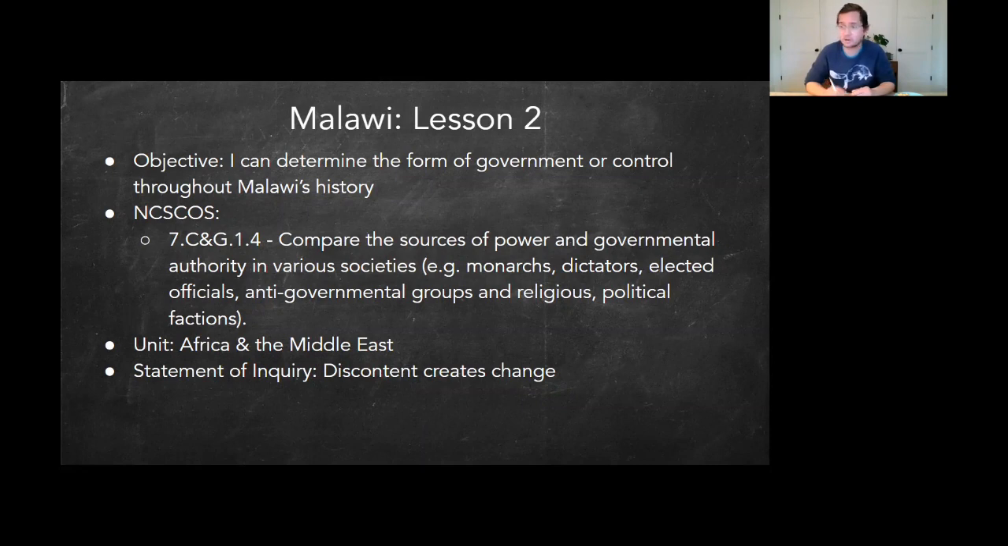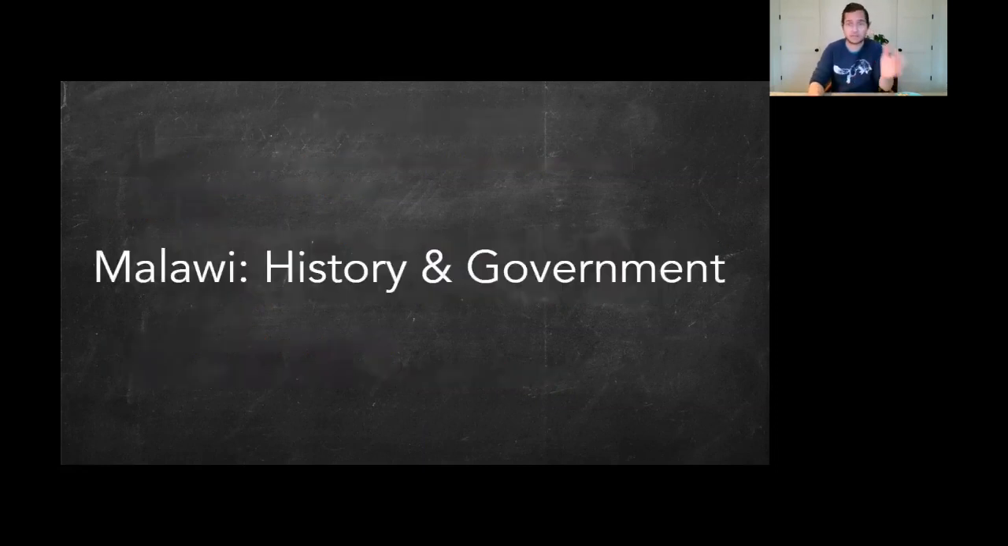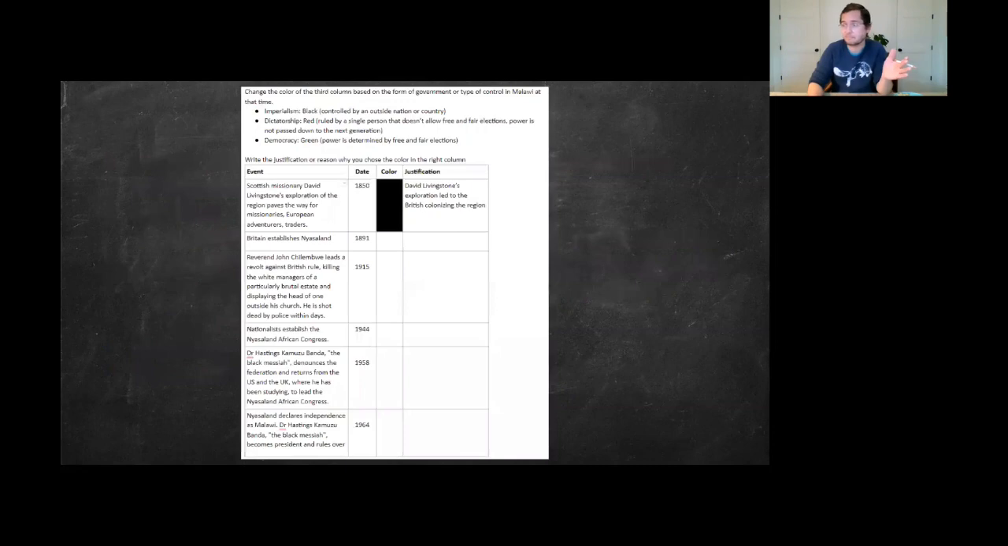So, the North Carolina State course of studies says to compare the sources of power and governmental authority in various societies. We're going to look at that specifically with Malawi and the different time frames of the different forms of government and control throughout their history, from the beginning up to currently. So that's our focus today. And so here's looking at Malawi's history and government. Here's what your form should look like, your organizer for today's lesson.